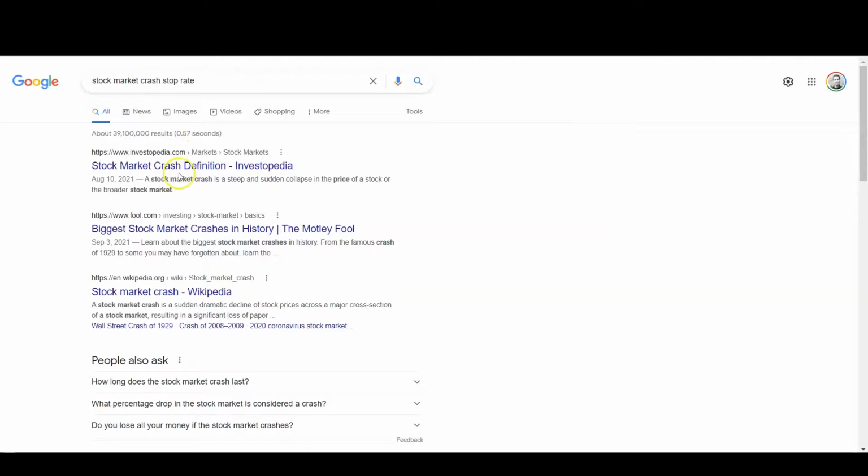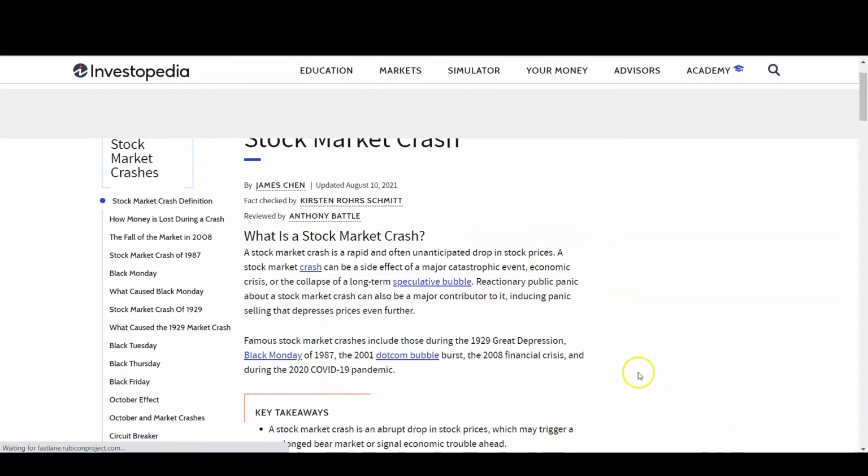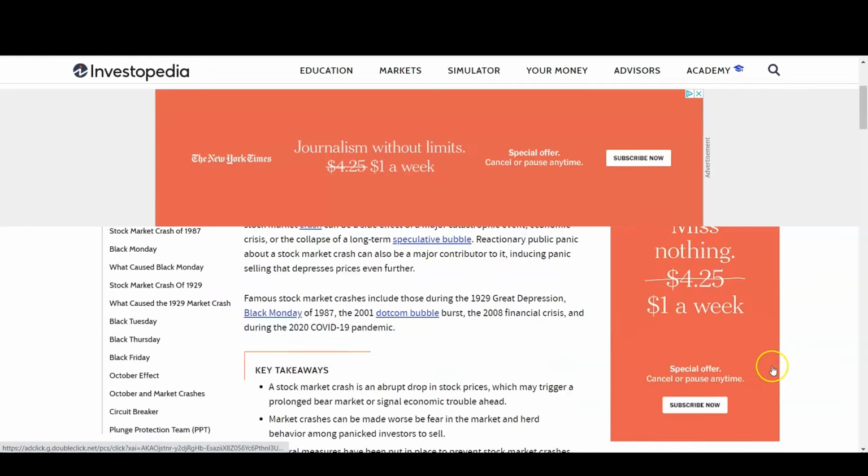Stock market crash. What is it, when the stock market goes down? Isn't it like when they stop it? Stop. When they like literally say no one can trade. Yeah. Stock market crash definition. Perfect. That's what I was looking for. What is a stock market crash?